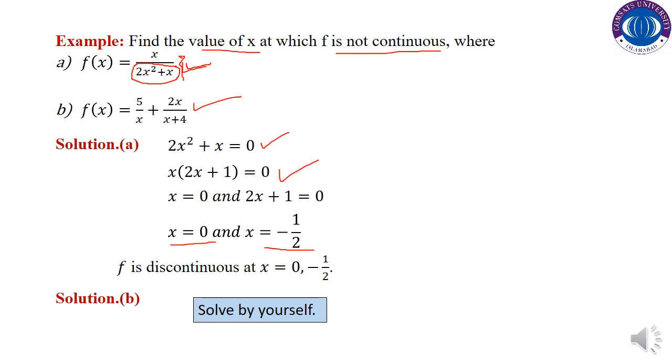Now in the B part you have to solve it by yourself. इसमें आपने सबसे पहले एलसीएम ले लेना है, एलसीएम लेने के बाद ये आपके पास रैशनल फंक्शन बन जाना है. फिर रैशनल फंक्शन के डिनोमिनेटर जिस पॉइंट पे ज़ीरो देगा वो पॉइंट्स आपके पॉइंट्स ऑफ डिसकंटिन्यूटीज होंगे फॉर दिस फंक्शन.